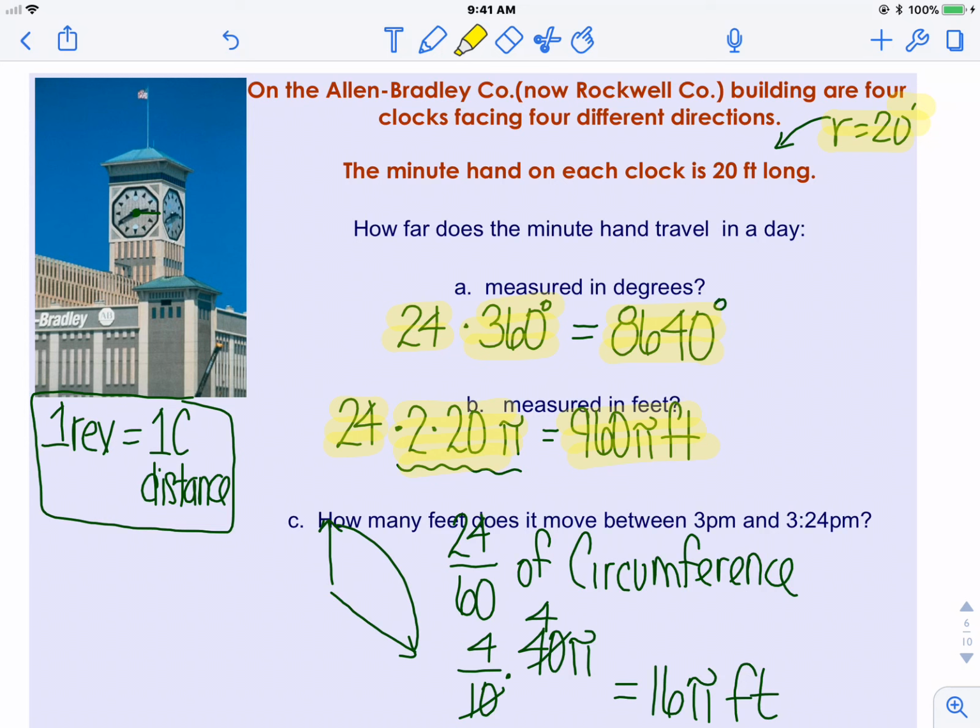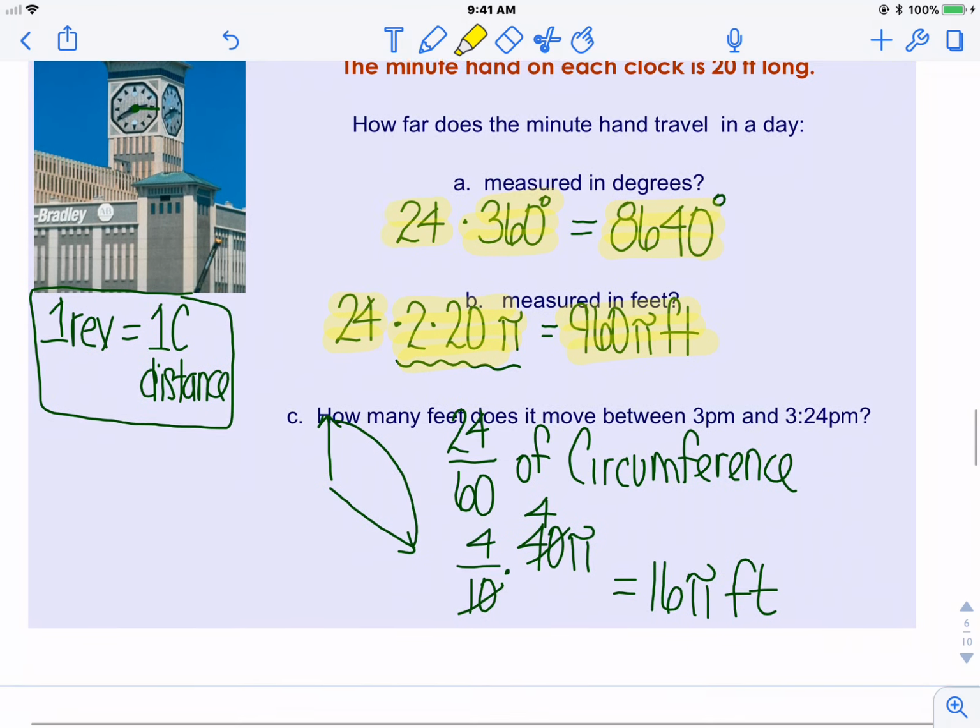Certainly that wouldn't be the case if you were attached to the minute hand on the clock here in our room, because its circumference is smaller. So while you would still travel 24 circumferences, those circumferences, or arcs, would be smaller. So how many feet does it move between 3 and 3:24?